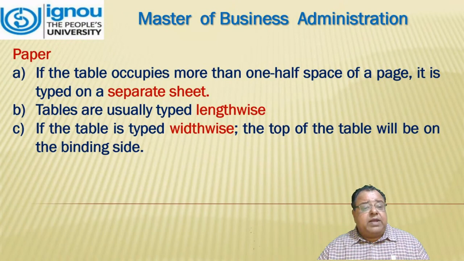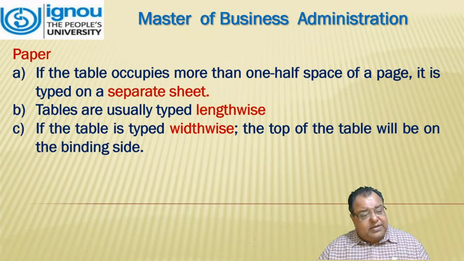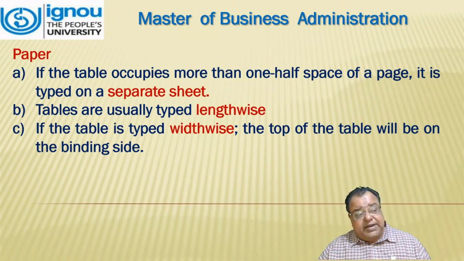Paper. If the table occupies more than 1.5 space of the page, it is typed on a separate sheet. Tables are usually typed lengthwise. If the table is typed widthwise, the top of the table will be given on the binding inside.